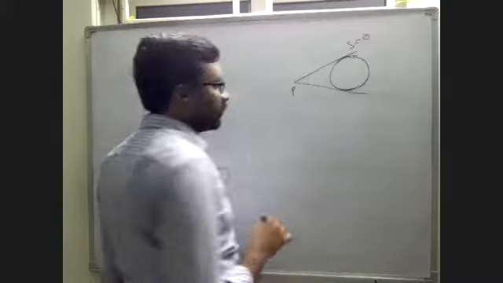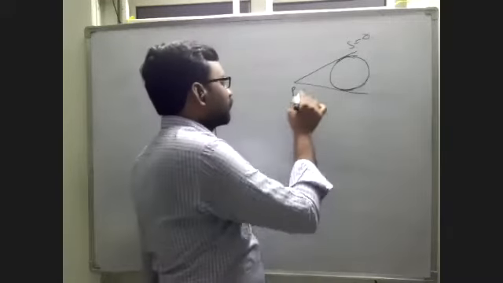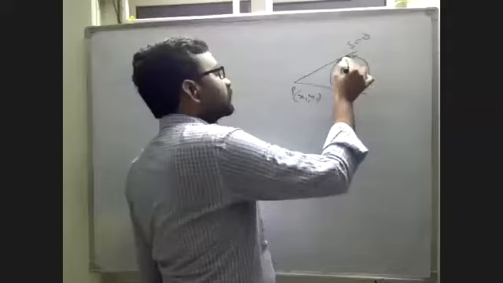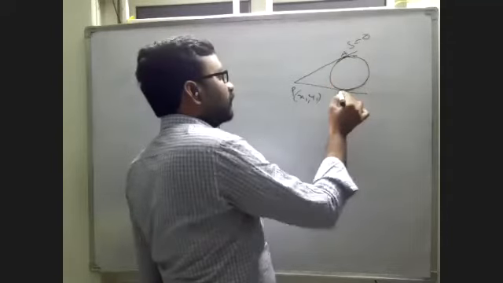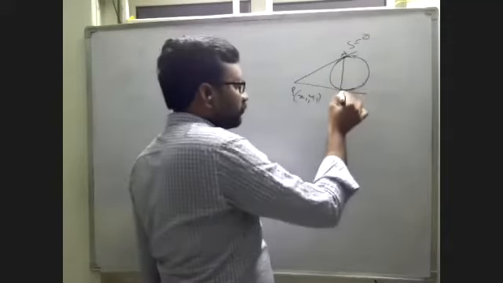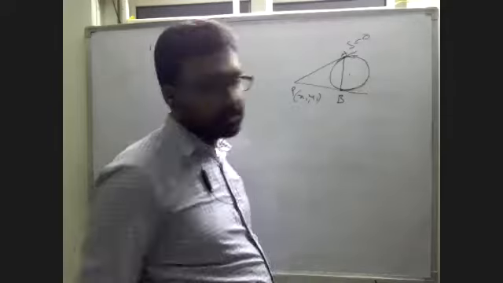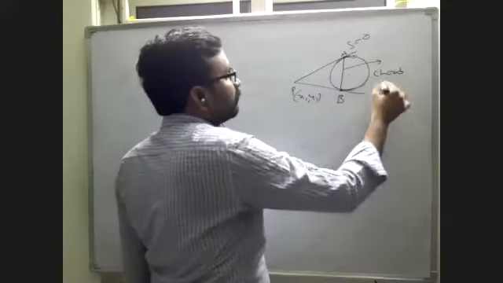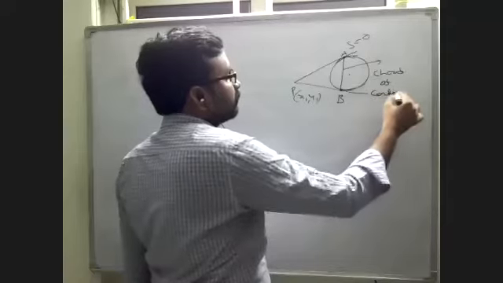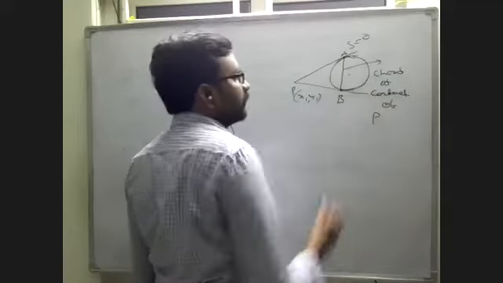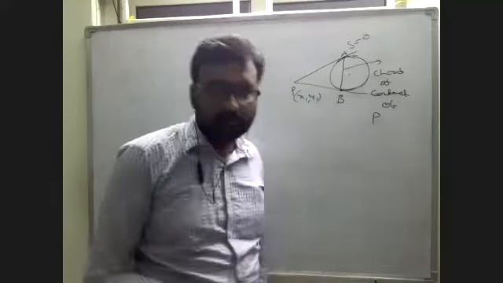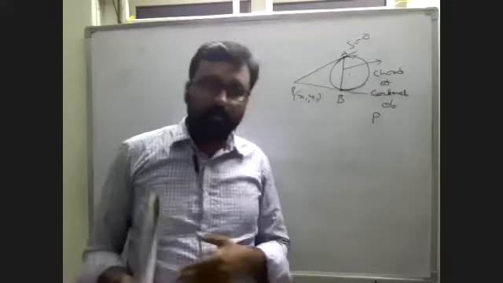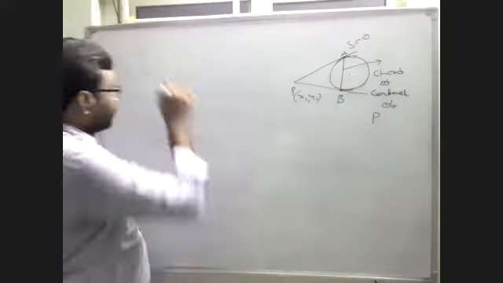So if you draw 2 tangents from an external point P(x1, y1) to the circle S equal to 0, where the tangents are touching the circle, take some A and B, and if you join those points AB, the line AB is called the chord of contact of P for S equal to 0. Chord of contact of P with respect to this circle.